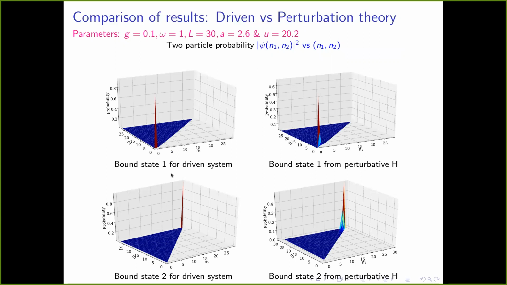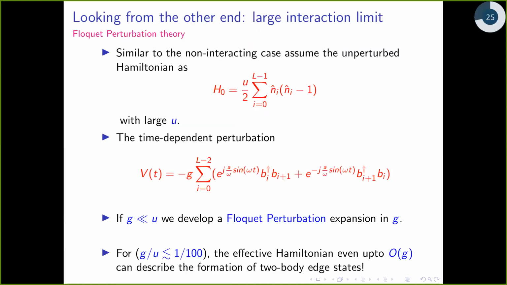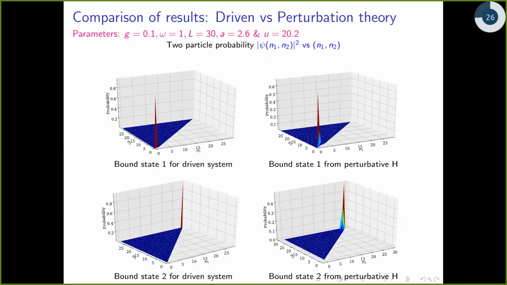So this is the edge state 1 found from the original driven system, and this is the bound state 1 found from the perturbative Hamiltonian that I calculated using this Floquet perturbation method. And similarly, there are plots for state 2 also. So what we can say is even the effective Hamiltonian up to order G can explain that there will be bound states at the edge if we drive the system and you have interactions present.